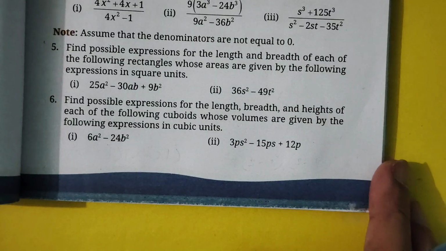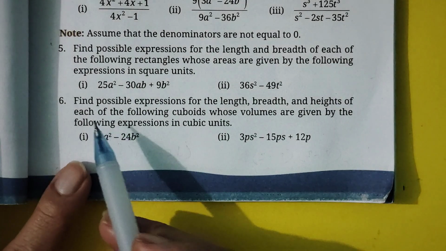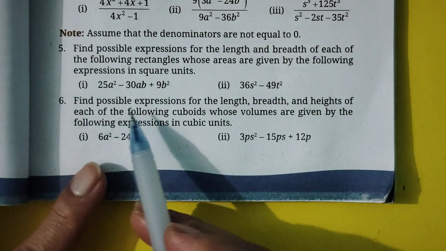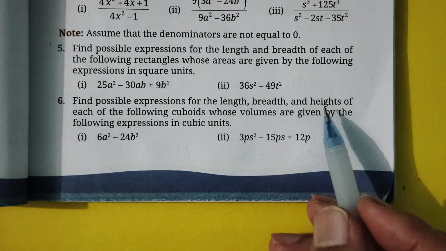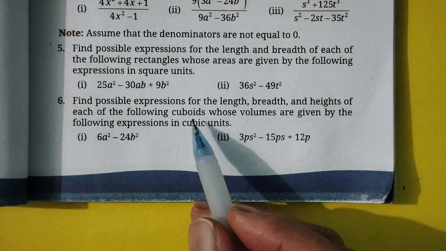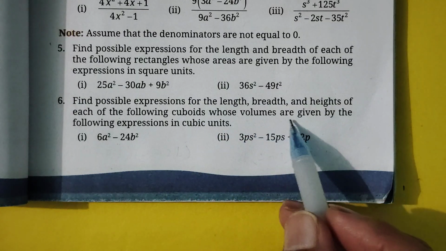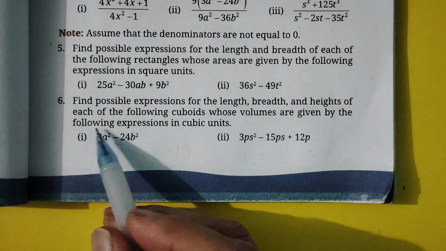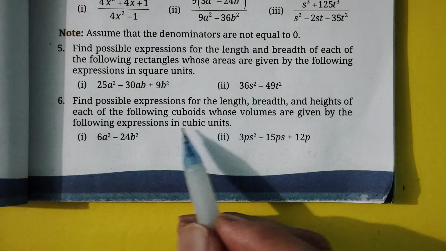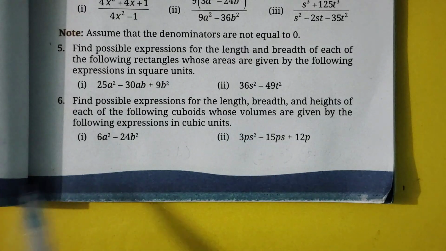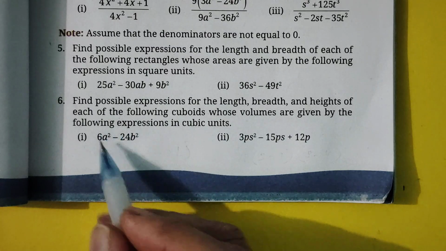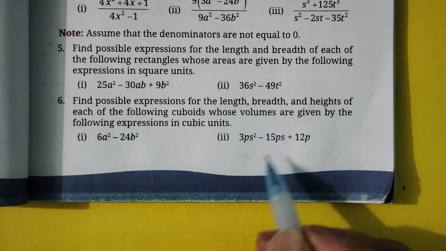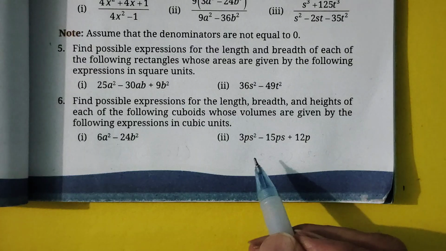So the question number 6 is find possible expressions for the length, breadth and heights of each of the following cuboids whose volumes are given by the following expressions in cubic units. So they are given as the volume of a cuboid. So we should find the length, breadth and height.